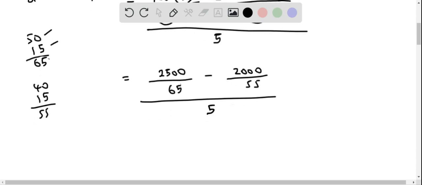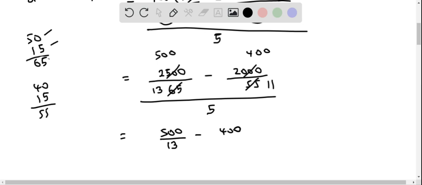Let's simplify. We can reduce this to a simple fraction by dividing both numerator and denominator by 5. So 2500 divided by 5 is 500, and 65 divided by 5 is 13. Here also we can divide both numerator and denominator by 5. We get 400, because 400 times 5 is 2000, and similarly 11, because 11 times 5 is 55. So we have 500 over 13 minus 400 over 11, and this is all over 5.